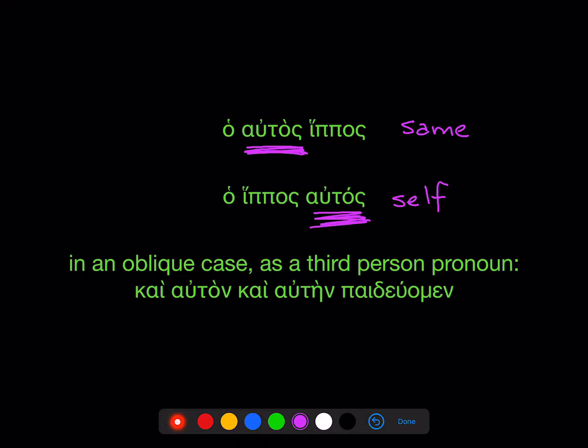And finally, in an oblique case, that is a case not the nominative, we use it as a third person pronoun. So, kai auton kai auten paideuomen. We are teaching both him and her. So we're using it as a third person pronoun. Okay? That never happens in the nominative. If you see it in the nominative, like autos paideuei, that means he himself teaches, that it's intensifying, just as it is here in predicate position.